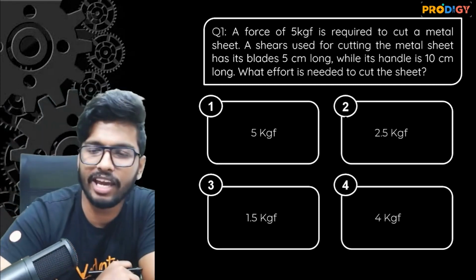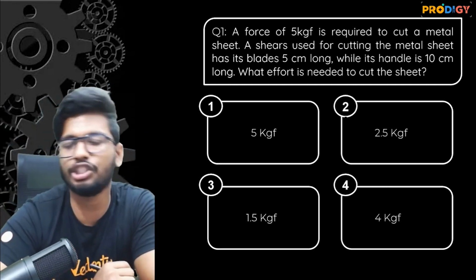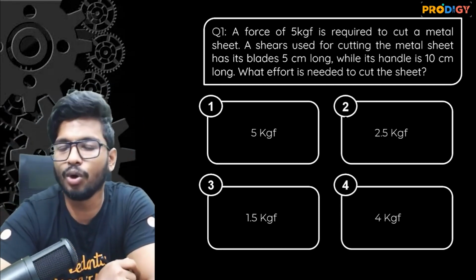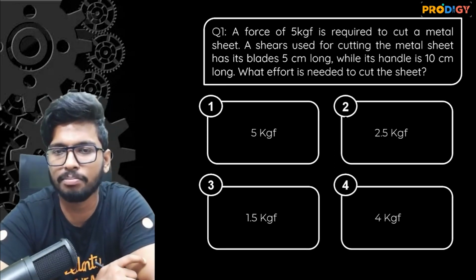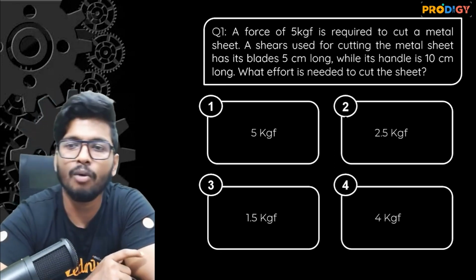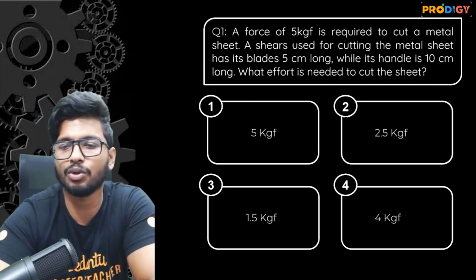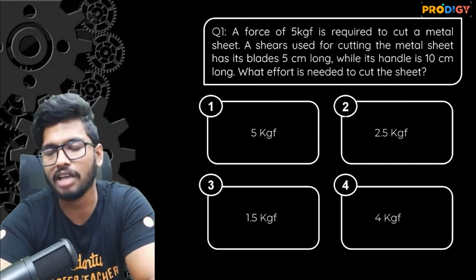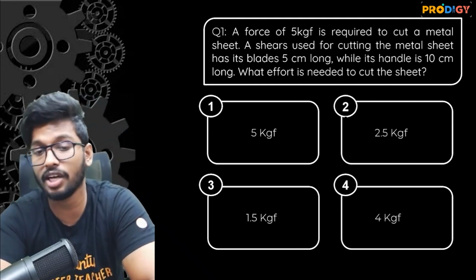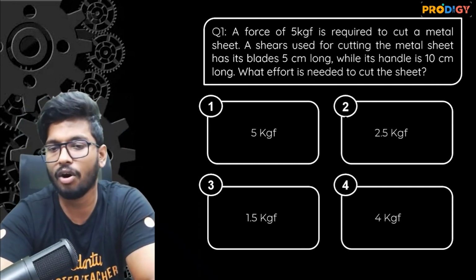A force of 5 kgf is required to cut a metal sheet. A shears used for cutting the metal sheet has its blade 5 centimeter long, while its handle is 10 centimeter long. What effort is needed to cut the sheet is the question. Options are 5 kgf, 2.5 kgf, 1.5 kgf, or 4 kgf.